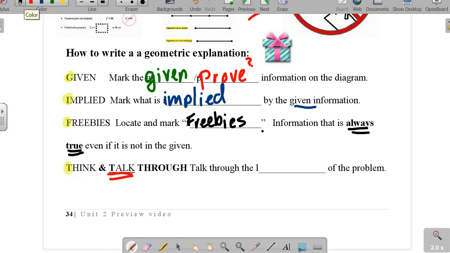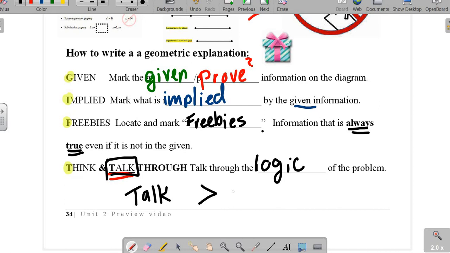And then this is really critical. Take a moment and actually talk yourself through the problem. Start with something like, I know this, so this is true. As you talk through the logic of the problem, it'll make the writing of the proof a lot easier. Why? Because you can talk faster than you can write. By talking yourself through the logic, it helps you organize your thoughts so that when you go to write, you can capture those thoughts and slow it down to the speed of writing.